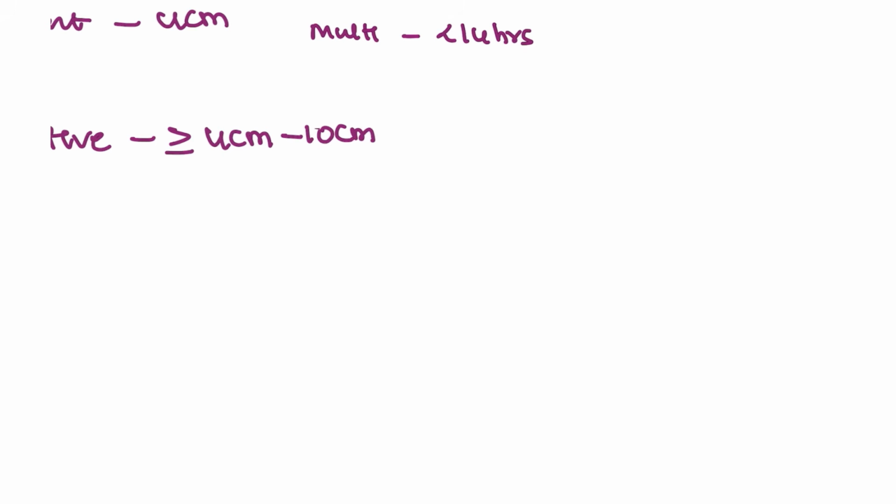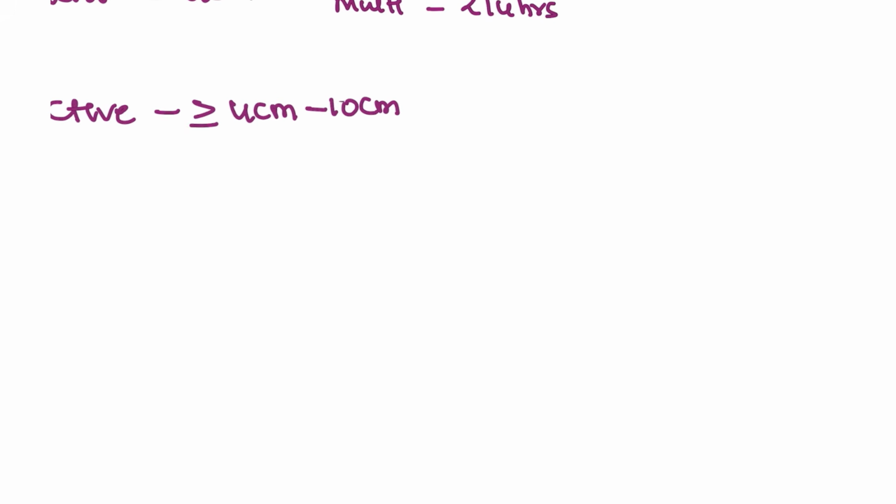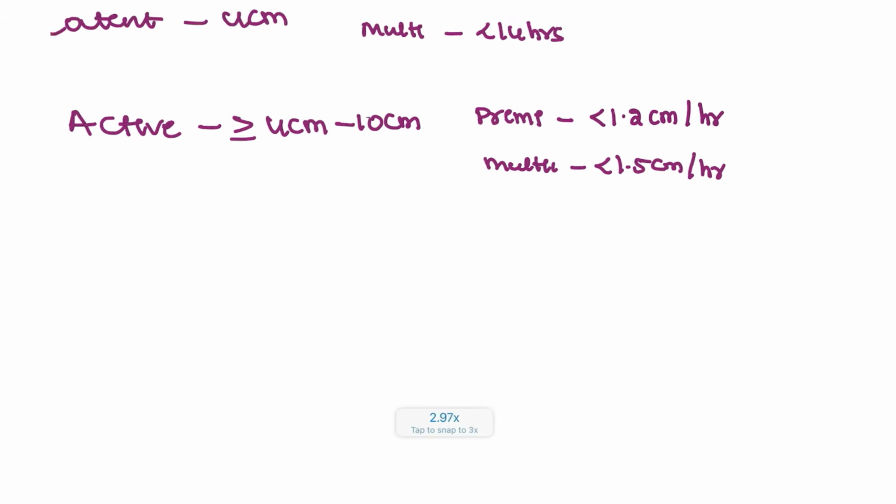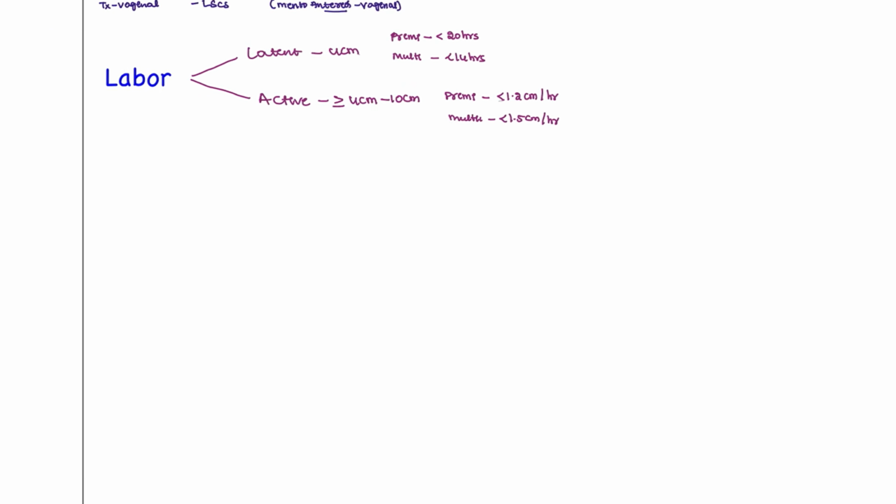Okay, previous delivery. And the dilatation of the active phase is again divided into primary and multi. The multi will be having very fast dilatation, less than 1.5 centimeters per hour, and the primary is having very slow, 1.2 centimeters per hour. 1.2 centimeters per hour is what we are going to see.